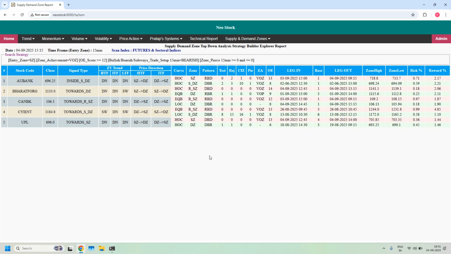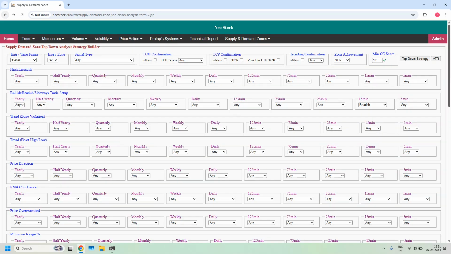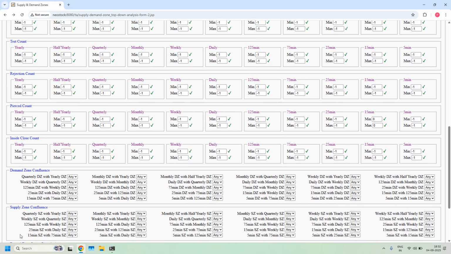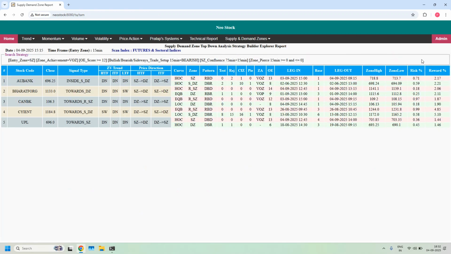Out of these 5, how many are having more high probability to get success? That we will filter based on different zone confluence and EMA confluence strategies that we learned in lesson 27. So first filter is LTF and ITF supply zone confluence. That is 15 minutes and 75 minutes supply zone confluence. By enabling the filter, we got 5 stocks. In all 5, 15 minutes supply zones overlapped with 75 minutes supply zone. And 75 minutes trend is a downtrend in all the stocks.